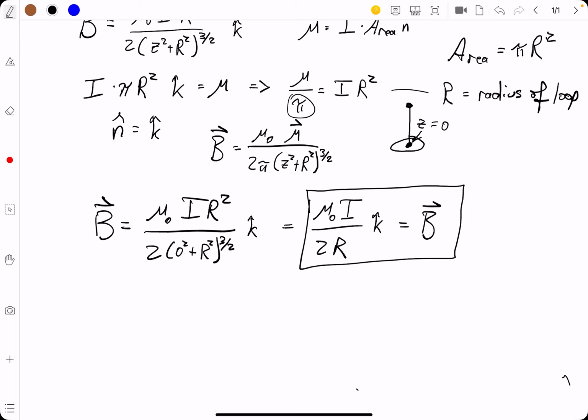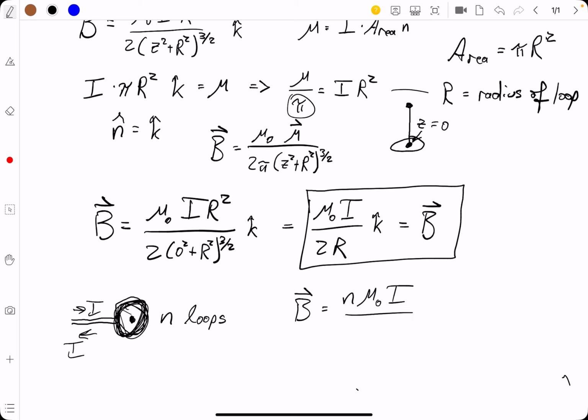Now, of course, we can do n loops. So we can have this thing come in and it'll go around and around and around n times and then come back out. So our current goes in one side, comes out the other. And it could be n different loops. So our B field right in the middle of our circle ends up being B equals n mu naught I over 2r in the k hat direction.